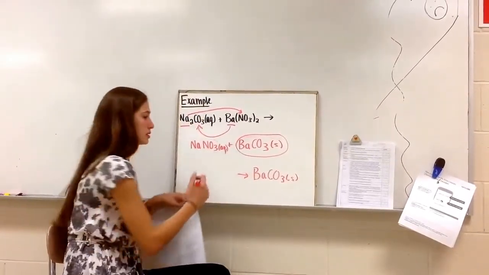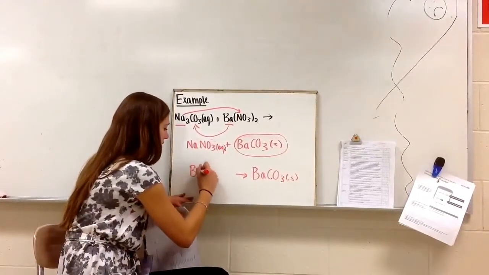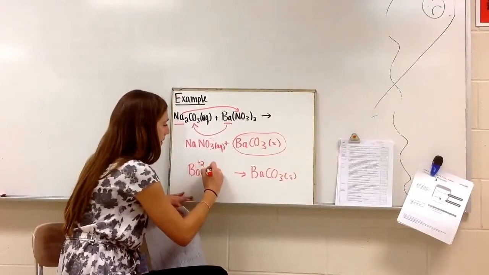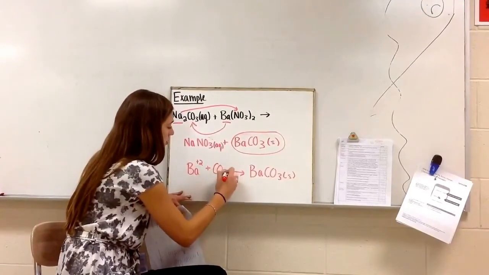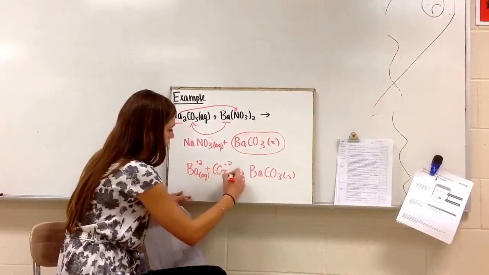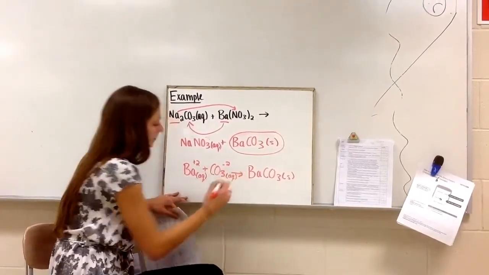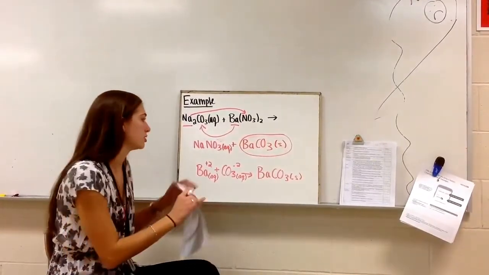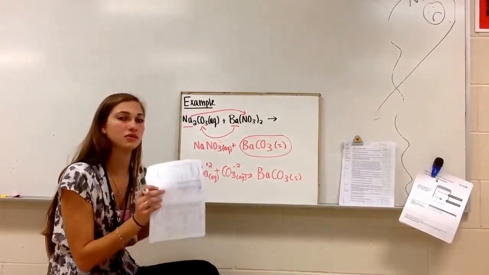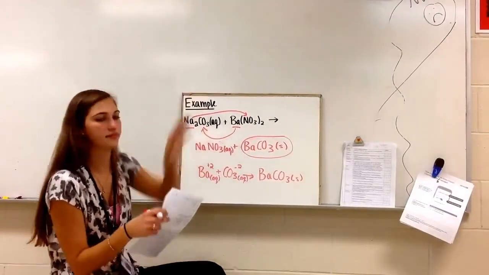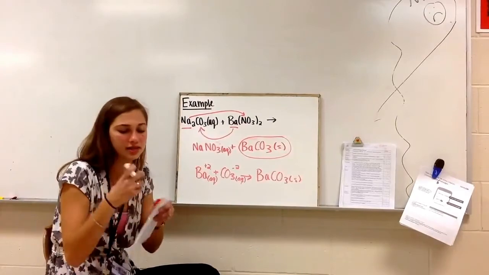Now we go backwards. We have barium, and the charge on barium is +2, plus carbonate, and these are always aqueous, which means that they're in water. You have to remember that ions are always going to be separated in water. And that's it. If you have any questions on this, come into class and we can go over it.